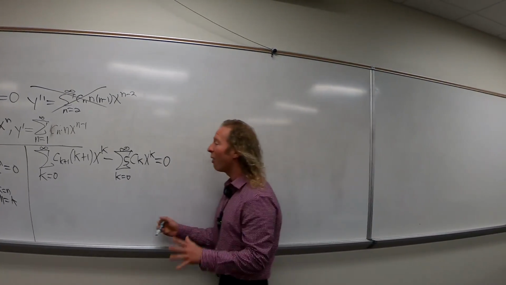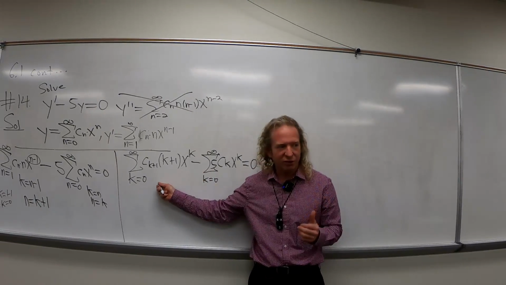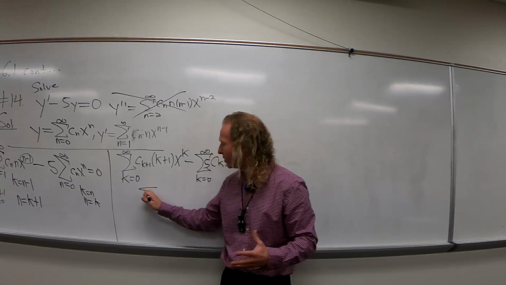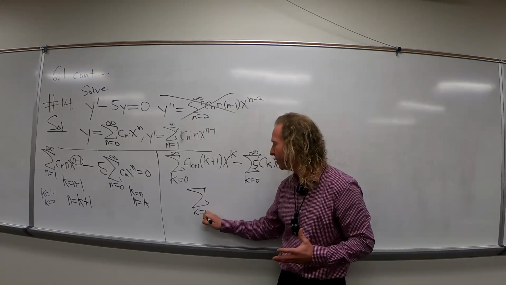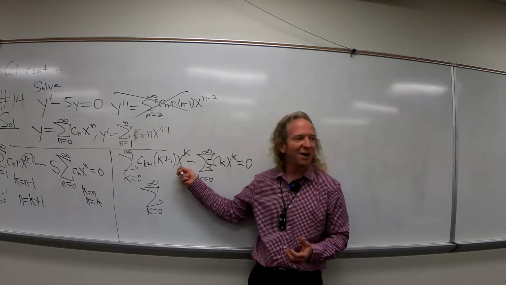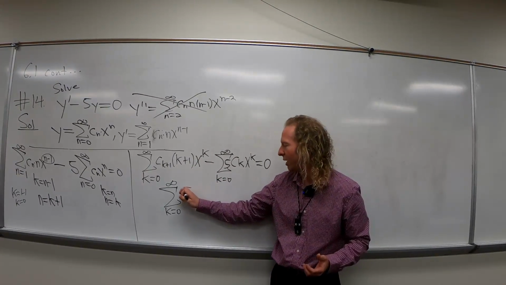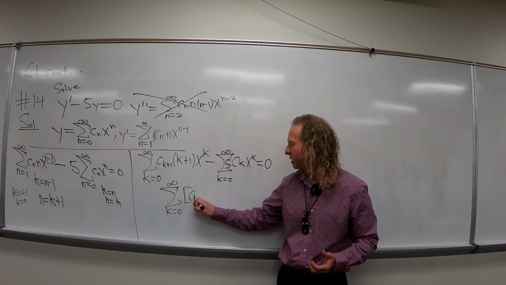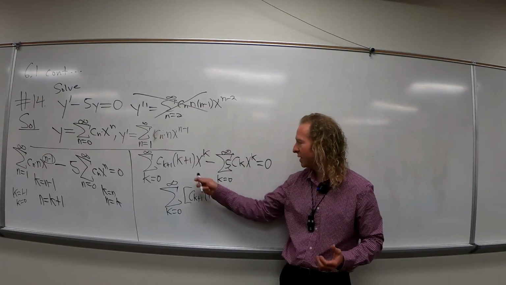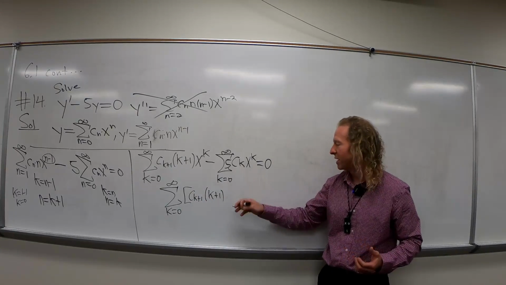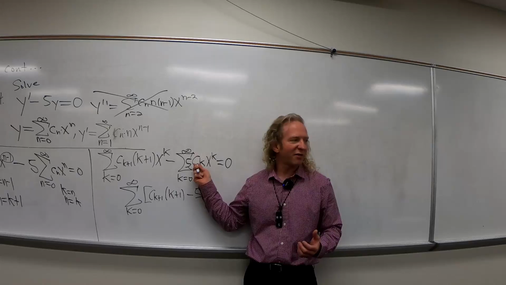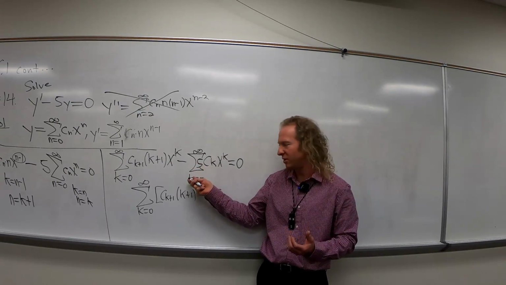All right. So now they both start at x to the k. They both start at 0. So now we can combine everything into a single sum. This is going to be the infinite sum as k runs from 0 to infinity. I'm going to combine these and factor out the x to the k, so I'm going to use a bracket: c sub k plus 1, parentheses k plus 1. Those go here. Minus 5 c sub k. That's why I put the 5 inside. You didn't have to put it inside, but it just makes it easier so you see it.